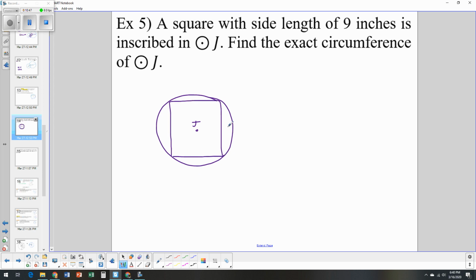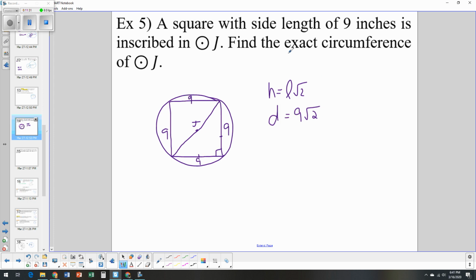And we know that each side of this square is 9. What we're looking for is the exact circumference of circle J. So if I want to have that, I really need to know what the radius or diameter is. So if I were to draw one of the diagonals of my circle, I actually end up with a 45, 45, 90 triangle, right? An isosceles right triangle. And I know that the lengths of the legs are each 9. And if I know my hypotenuse equals the leg times the square root of 2, that means my diameter of the circle is equal to 9 radical 2.